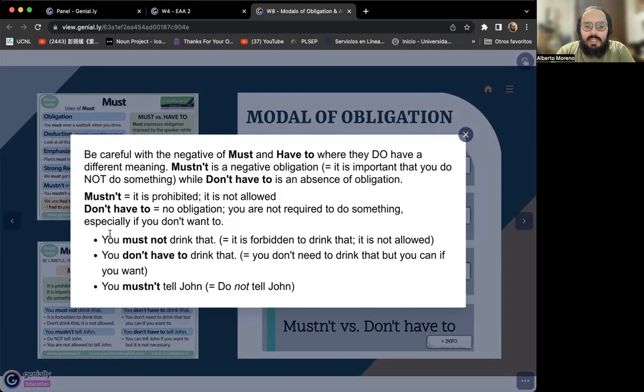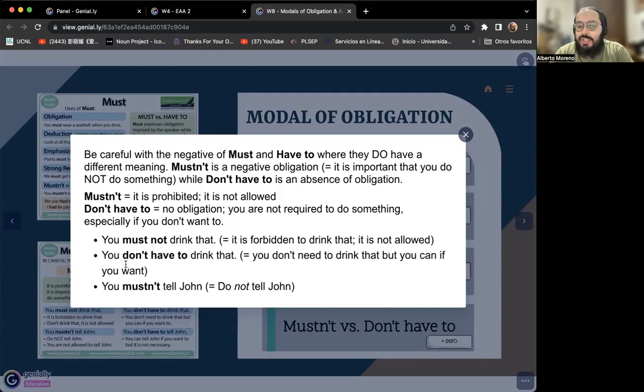Okay. Y aquí tenemos el ejemplo. Dice, you must not drink that. You mustn't drink that. No debes de beber eso porque está prohibido. O porque no está permitido, porque no sé, por alguna razón. Pero está prohibido. Tienes prohibido beber ese vaso de agua o ese vaso de té o de Coca-Cola, no sé.